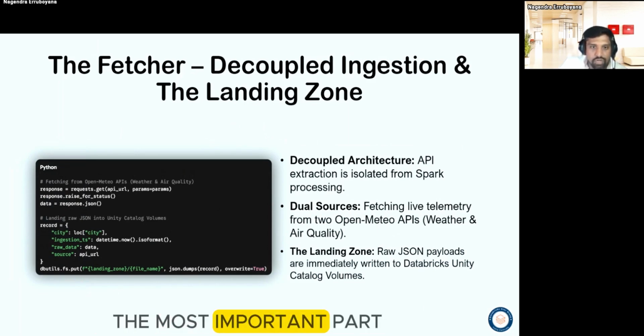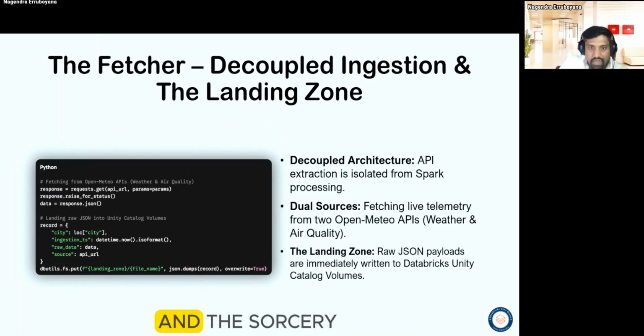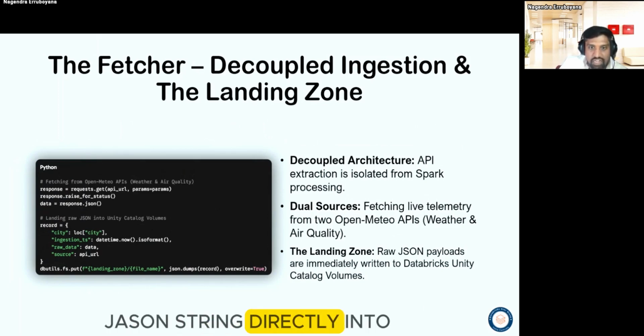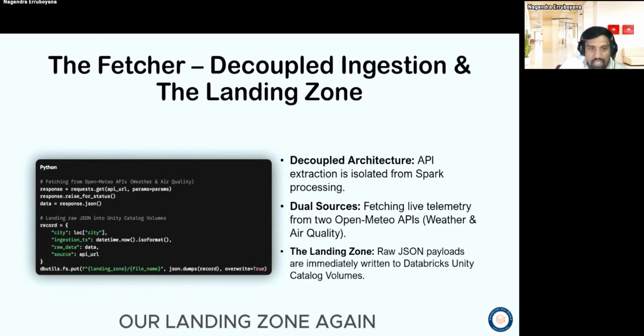The most important part is the payload structure. At the bottom, we don't just save the raw data. We wrap it in a metadata envelope. We attach the city name, an ingestion timestamp, and the source URL. We then dump this raw JSON string directly into the Unity Catalog volume, our landing zone. Again, this is decoupled. Spark is not waiting on the API response.